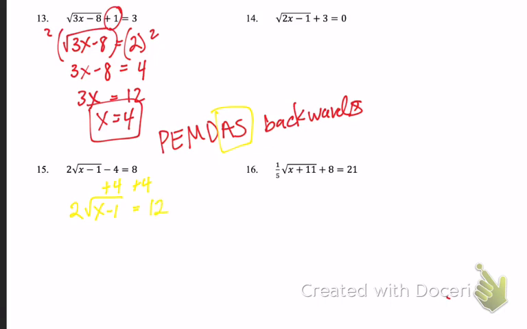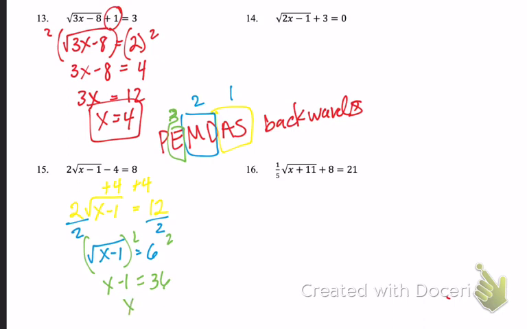Then I want to multiply divide second. So if this is 2, this is 1. So here I'm going to divide each side by 2. So the square root of x minus 1 equals 6. Then you do exponent parentheses. So exponent would be squaring each side. That's step 3. So square each side. x minus 1 equals 36. So x equals 37. You would do the same thing for 16.